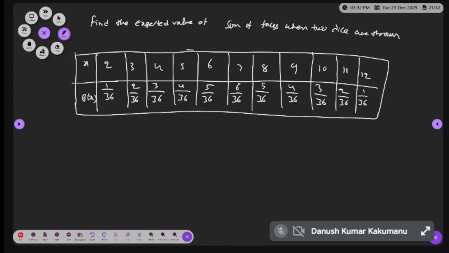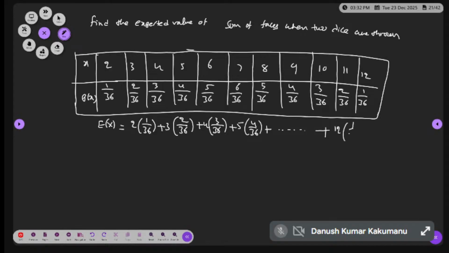Okay? He is asking for the expected value of the sum of the faces. E of x is 2 into 1 by 36, 3 into 2 by 36, 4 into 3 by 36, 5 into 4 by 36, and so on up to 12 into 1 by 36.